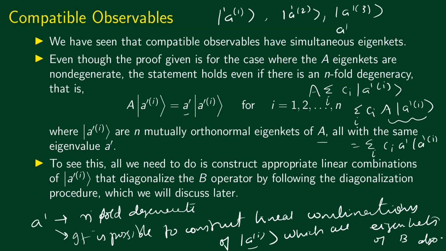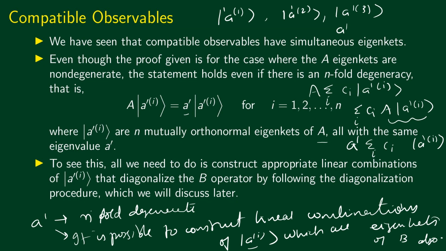Here I have just considered a linear combination of all the degenerate eigenkets. Now I can pull this a prime outside again. So this is a prime multiplied by sum over i Ci a prime i. What does this mean? This means that if a prime i are the eigenkets of A, then any linear combination of a prime i are also eigenkets of operator A. This is something that you need to keep in mind.